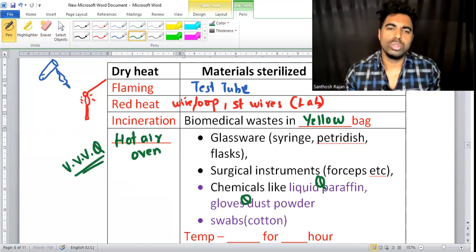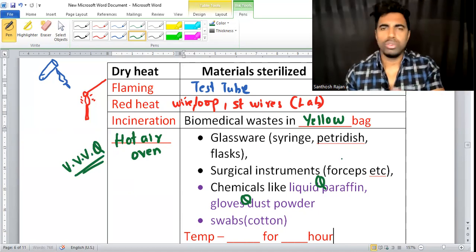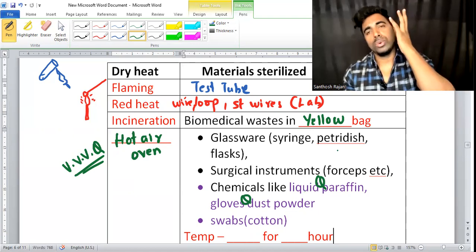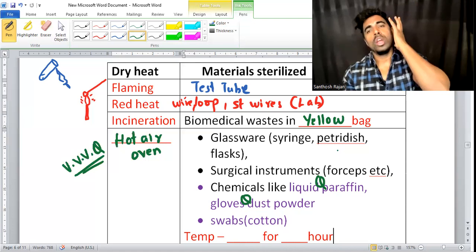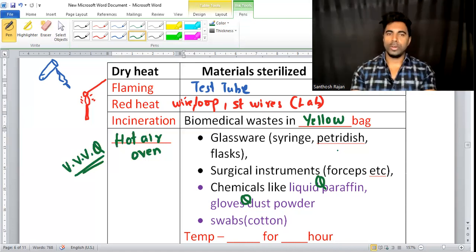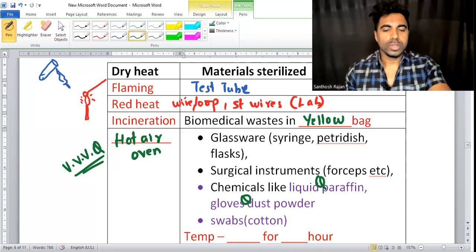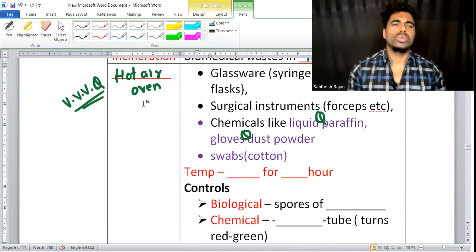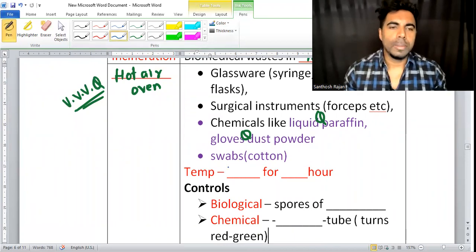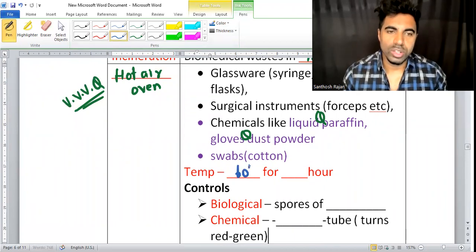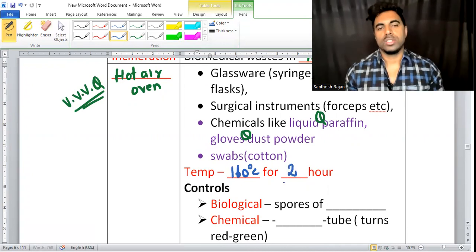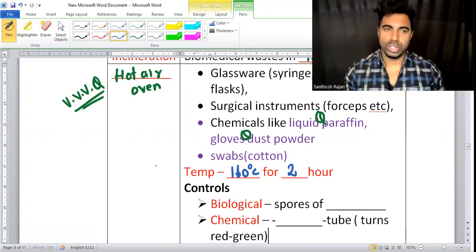At least for these two, you should know. For glassware and surgical instruments, you can use an autoclave also, or a hot air oven, no problem. But for liquid paraffin and dusting powder, you can't use an autoclave. You have to use only a hot air oven. That's important. Now, what's the temperature? When it comes to sterilization, temperature is the question. You should know the temperature and the time. 160 degrees Celsius for 2 hours. That's the frequently asked question.